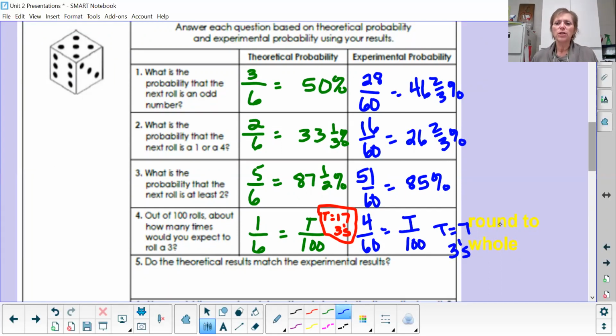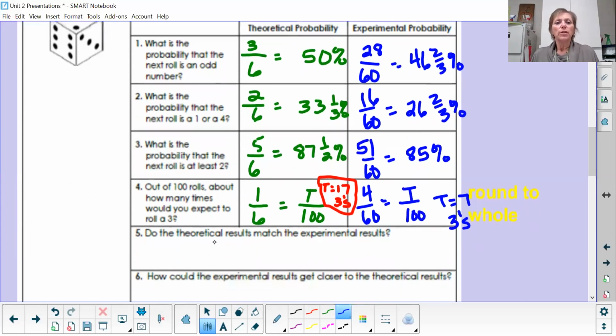Okay, now let's look at these questions. They're pretty important. Do the theoretical results match the experimental results? Okay, I'm going to say no. They don't match exactly. They're close, some of them, but the answer is no. And normally real world stuff is not perfect. So to me, this is kind of in the perfect world, and this is in the real world.